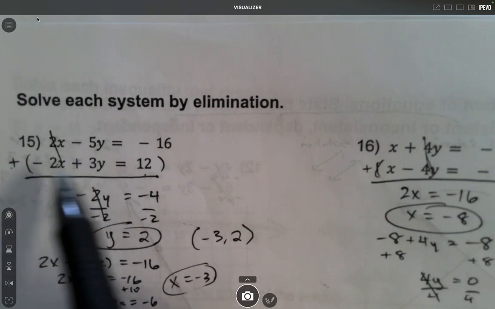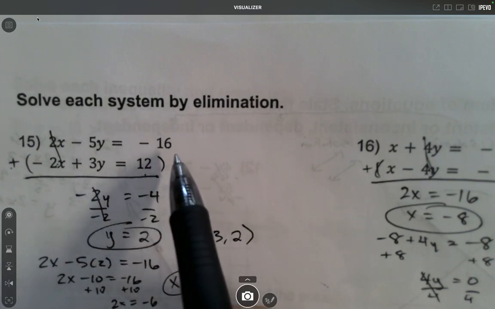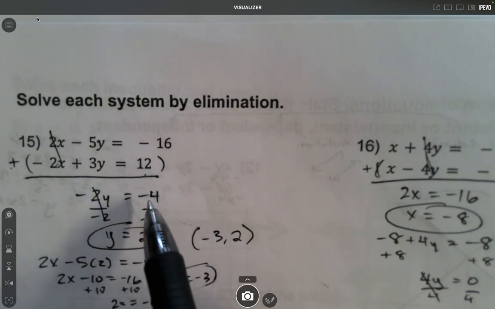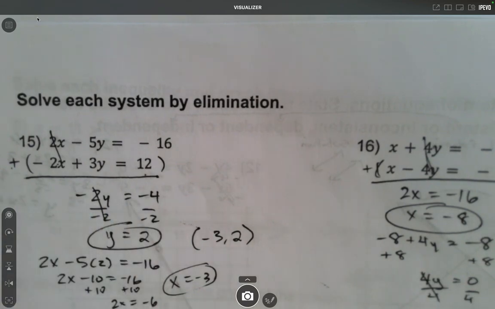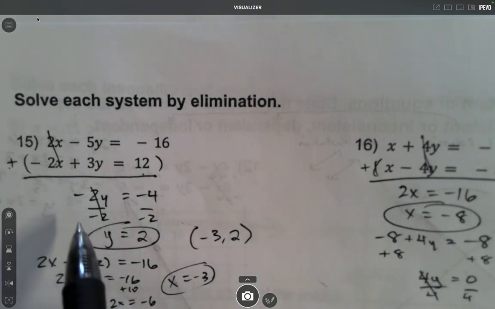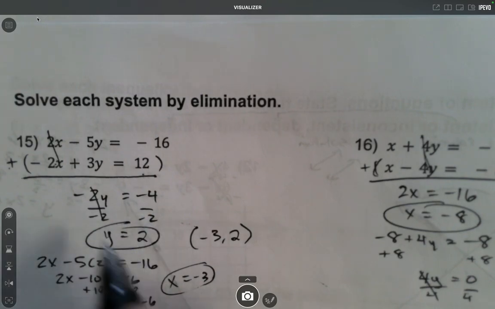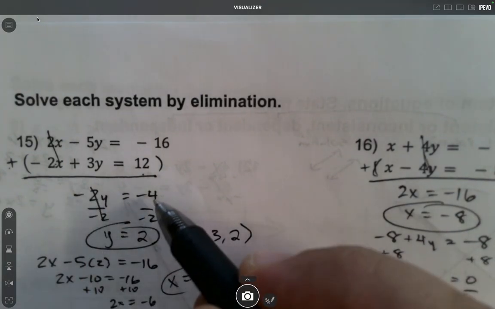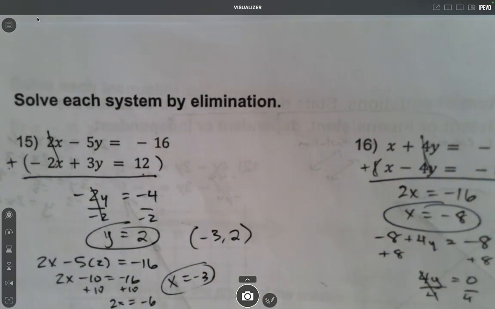Negative 5y plus 3y is negative 2y. Negative 16 plus 12 is negative 4. So we have negative 2y equals negative 4. That's the result of us adding these two equations together. Then we've got y times negative 2. So to get rid of that, we divide both sides by negative 2. Cancels those out. Negative 4 divided by negative 2 is positive 2.